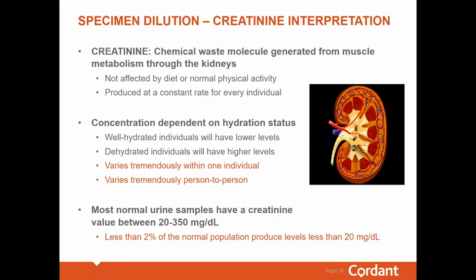These levels can vary tremendously within one individual and can vary tremendously person to person. So it is not appropriate to compare creatinine levels side by side between individuals or even with one individual. Most normal urine samples have a creatinine value between 20 and 350 milligrams per deciliter, with less than 2% of the normal population producing levels less than 20. I want you to remember that number as we move forward.